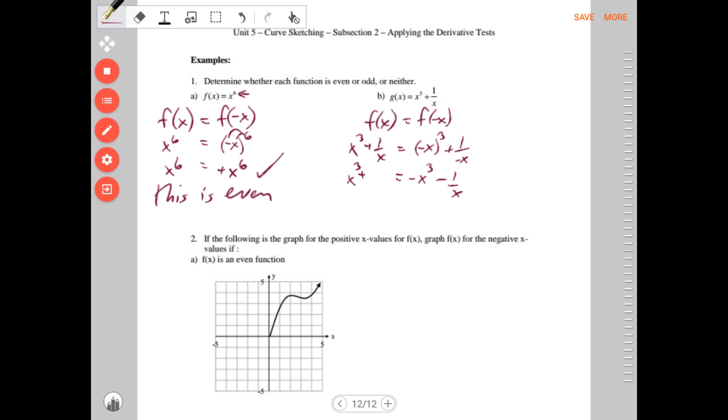Okay, so does that look the same to you guys? Well, no, it is not the same. So this is not even. Awesome. Okay, so now we check odd.